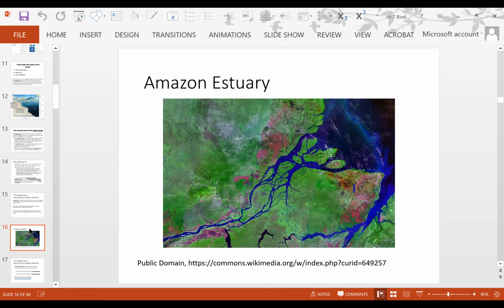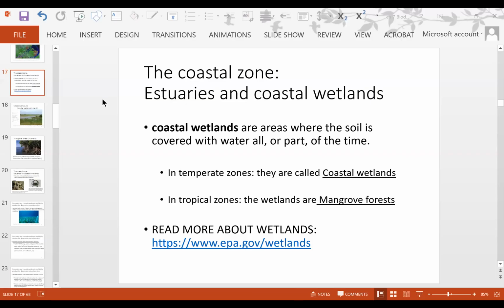And this is an image of the Amazon estuary. So here's the Amazon River. And here is the ocean. So coastal wetlands are areas where the soil is covered with water most of the time, or all of the time, or part of the time. And in temperate areas, we call these coastal wetlands. And in tropical areas, we call the wetlands mangrove forests. And here is a link if you want to read more about wetlands.